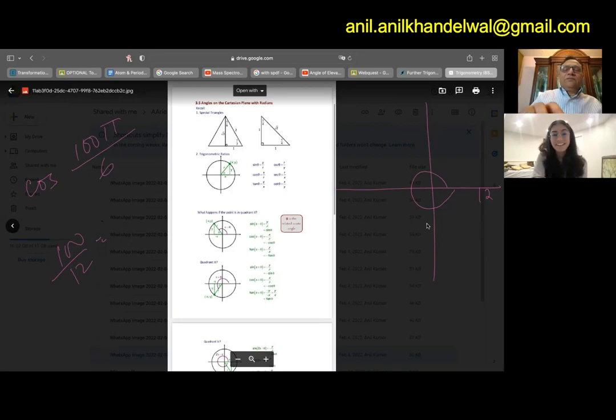No, 100 by 12 is how much? 100 divided by 12 is 25 over 3, or 8.3. So 8 full circles, right? When you do 8 full circles, you get 96, correct? 96 means 4 left. 4 by 12. Is it okay?